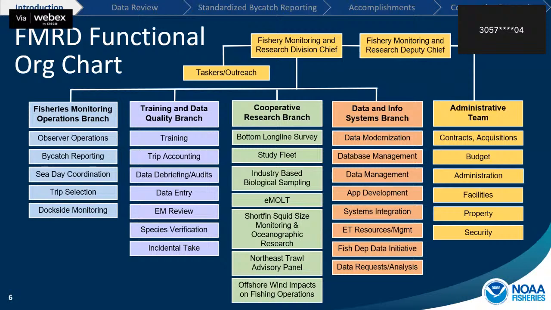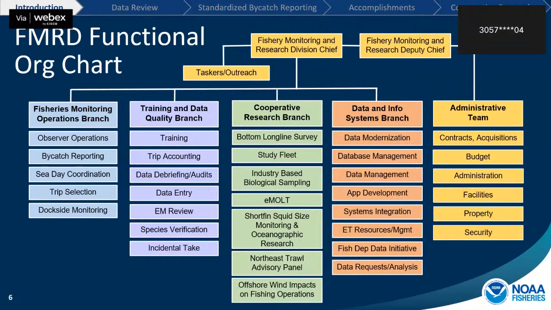Our cooperative research branch runs our bottom longline survey. We do our industry-based biosampling and study fleet, our Northeast Trawl Advisory Panel, and then we have a bunch of oceanographic research, and recently we've been working on offshore wind impacts.